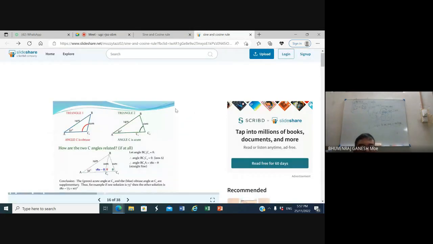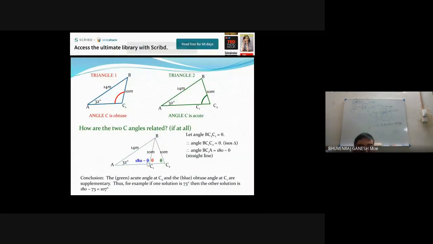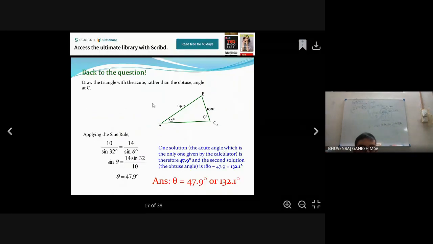And then for this one, if one solution is 73, the other one is 107. So we can find it based on the sine rule. 14 meter over sine C3, sine C2 equals 10 meter over sine 32. So that's how we find these angles over here. So yeah, that's how it goes. This is the part. And here we have two chances actually, because we can have an acute angle or an obtuse angle.